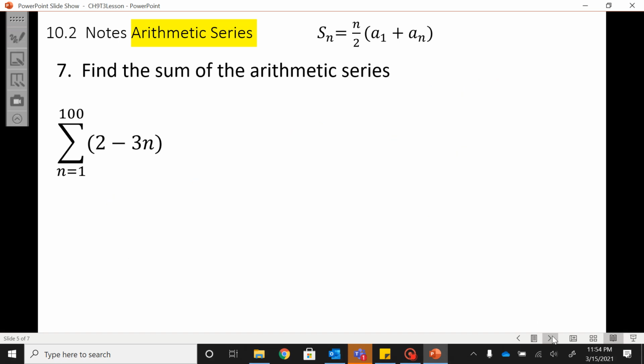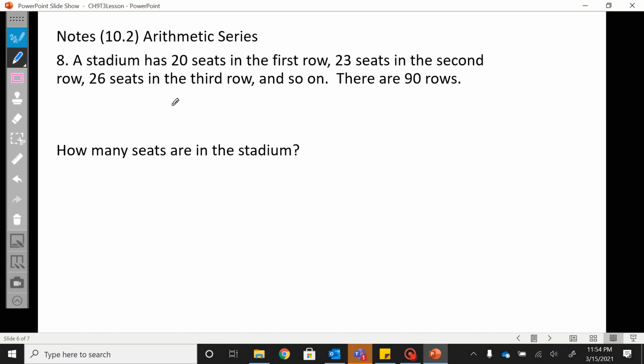Now, sometimes you might have these problems given to you as word problems. So, for example, a stadium has 20 seats in the first row, 23 seats in the second row, 26 seats in the third row, and so on. There are 90 rows. Okay, so it looks something like this, 20, and then it says how many seats are in the stadium. So that's all the seats added together. It'd be 20 plus 23 plus 26, all the way to the 90th term, whatever that is. I don't actually know what the 90th term is here, so I do have to calculate it.